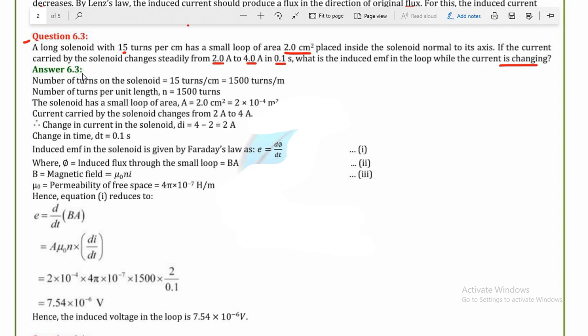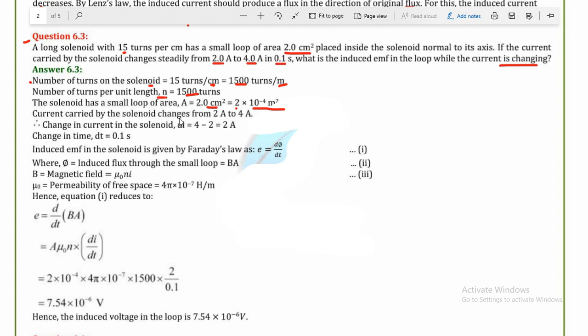So let's see what the given quantities are. The number of turns on the solenoid is 15 turns per centimeter. It means per meter it is 1500. We are using all the quantities in the MKS system, so we must convert centimeter into meter. So the number of turns per unit length is 1500, that is small n. The solenoid has a small loop of area A equal to 2 centimeter square. It means the area in the MKS system is 2 into 10 to the power minus 4 meter square. This one is in centimeter, this one is in meter.